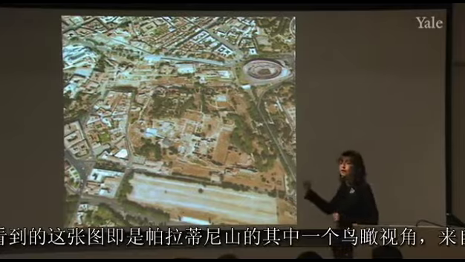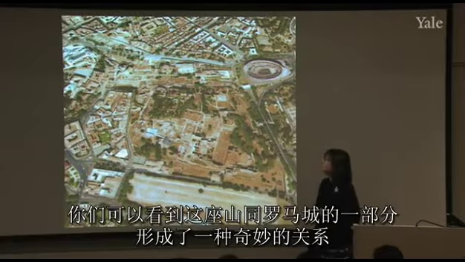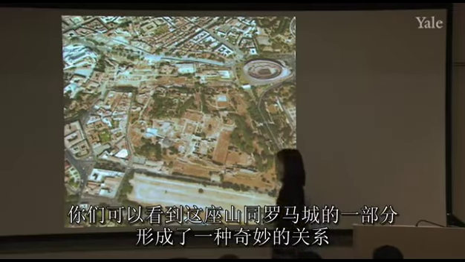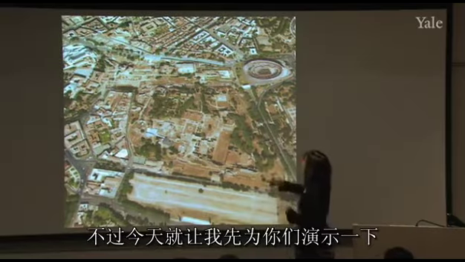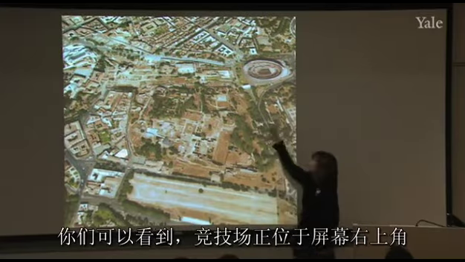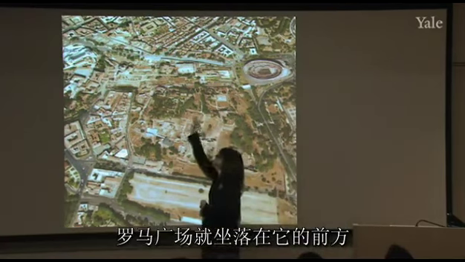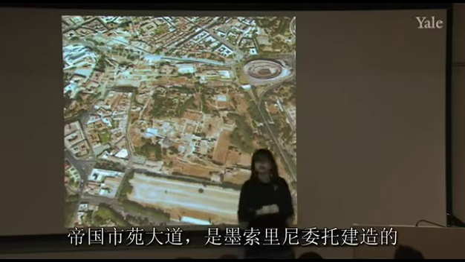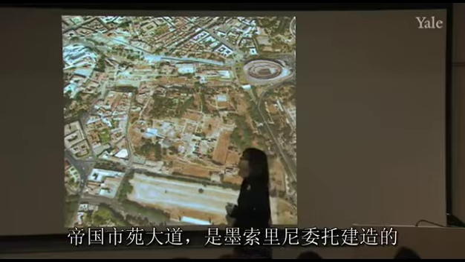So I show you one of these views of the Palatine Hill in Rome from Google Earth, and you can see the relationship of that hill to the part of Rome in which it finds itself. You're going to be able to pick all of these buildings out by yourselves in the very near future, but let me just do that for you here this morning. You can see, of course, the Colosseum in the upper right corner. You can see the Roman Forum lying in front of it. You can see that modern street that you see right behind the Forum is the Via dei Fori Imperiali, commissioned by Mussolini, Il Duce.